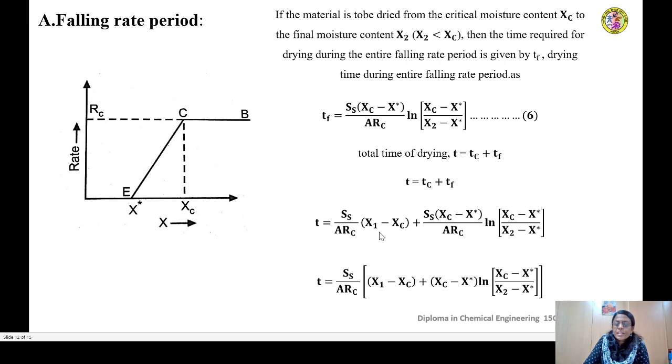So after taking out the constant terms in both the terms on the right hand side, the final equation is written like this. T is equal to Ss by (A Rc) into (x1 minus xc) plus (xc minus x star) ln of (xc minus x star) divided by (x2 minus x star). x1 is the initial moisture content, x2 is the final moisture content, xc is the critical moisture content, and x star is the equilibrium moisture content. Ss is the weight of dry solids, A is the area of drying surface, Rc is the constant rate of drying.